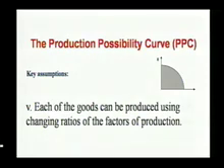Final one, each of the good can be produced using changing ratio of the factors of production. What do you mean by factors of production? It could be land or labor or capital or entrepreneurial skill and so forth. We can combine these limited resources. That is called, we produce using changing ratio of factors of production.